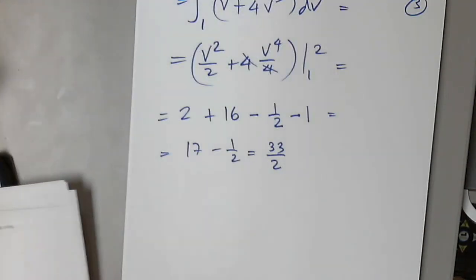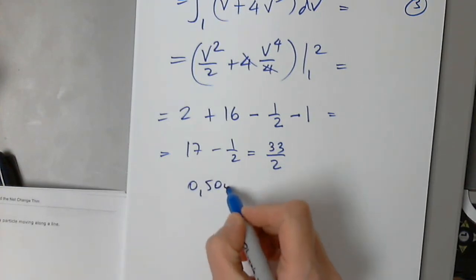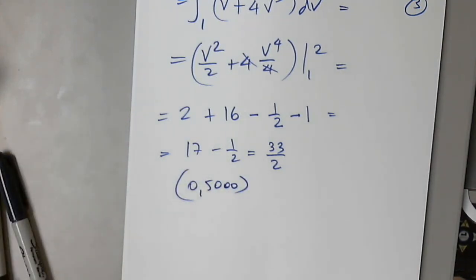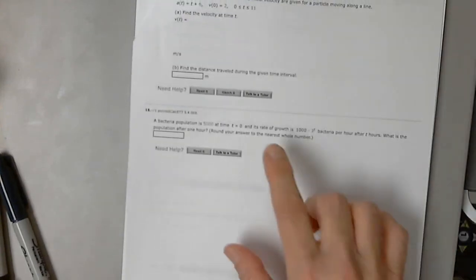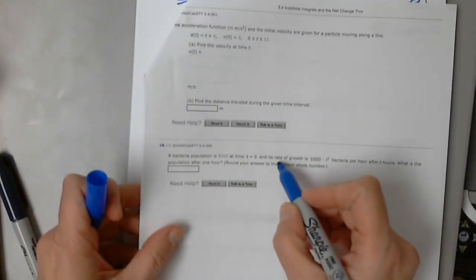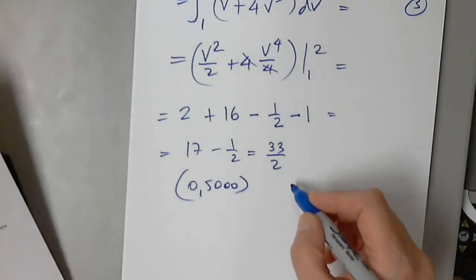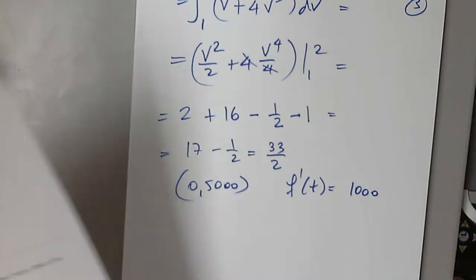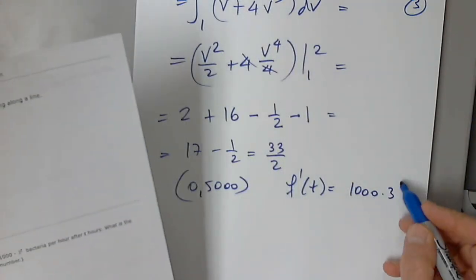When I see this, I immediately write this, because that's what it means. We are given a point. And its rate of growth is this. So there is a function, its rate of growth. So it's a derivative, which is 1,000 times 3 to t.